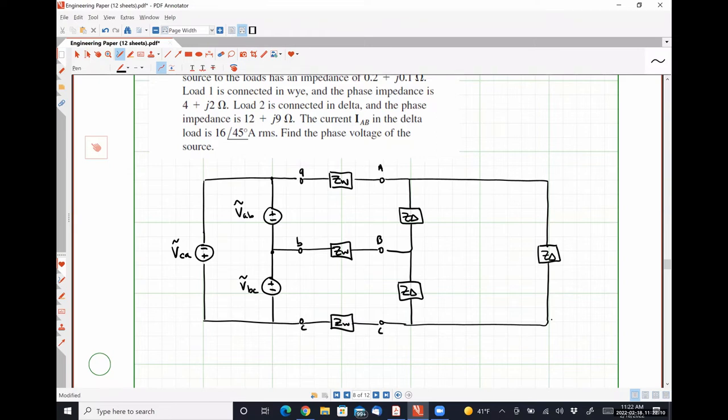I have one phase impedance between the A and B transmission lines. I have one impedance between the B and C terminals. And I have the third impedance between the C and A terminals. So this is absolutely delta connected.